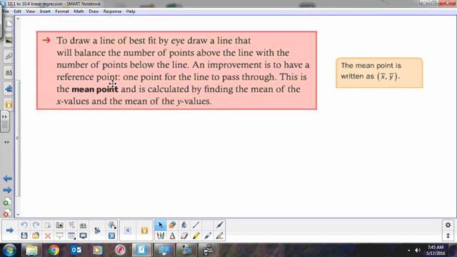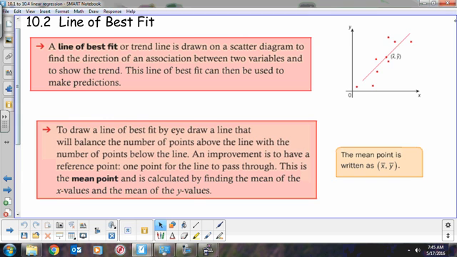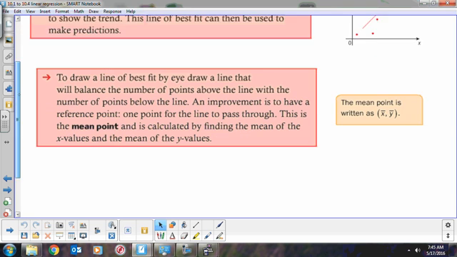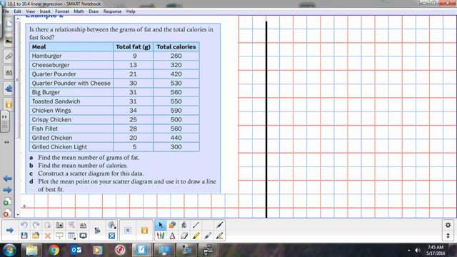Improvement is to have a reference point, and the reference point is the mean point. So maybe you want to calculate that mean point and then draw your own line of best fit and then do your regression. All right. So is there a relationship? We find the mean of the number of grams of fat, find the mean of the number of calories, construct a scatter diagram, plot the mean point, and use it to draw a line. So the mean point is not necessarily a point that's actually here. Does that make sense? A mean point is a point that you have created.